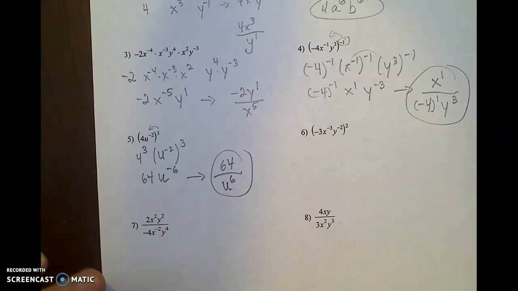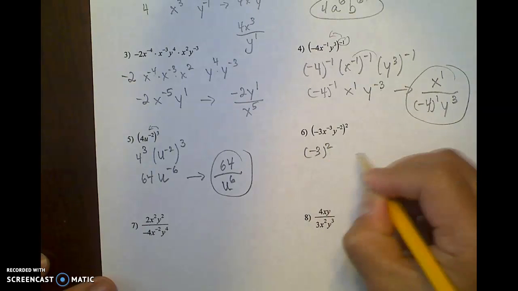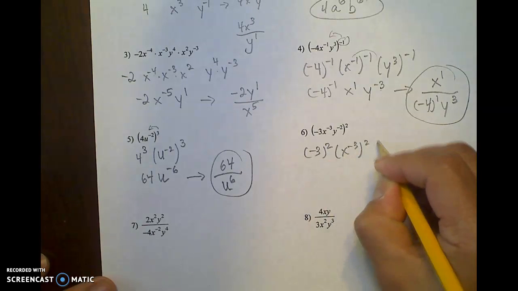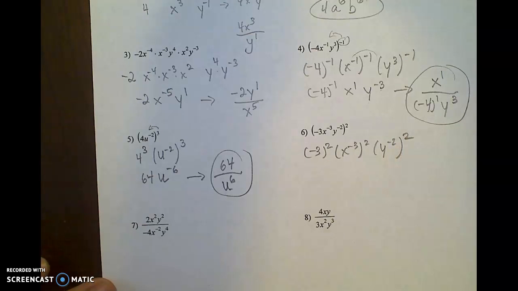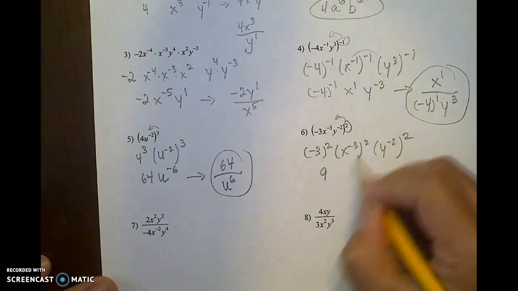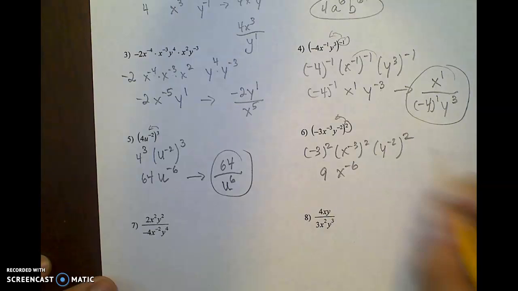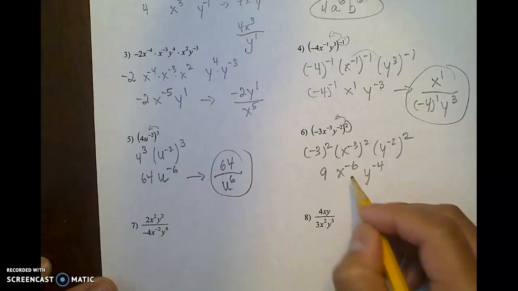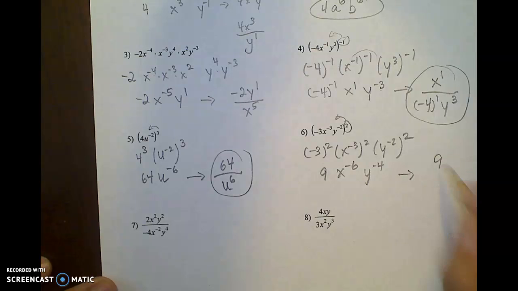Number 6, distribute the exponent. That 2 gets distributed. -3 squared is 9. Power to a power, you multiply. Negative exponents. The 9 does not have a negative exponent, so it stays up top. The x does, so it gets flipped. The exponent becomes positive. The y has a negative exponent, so it gets flipped, and then the exponent becomes positive.